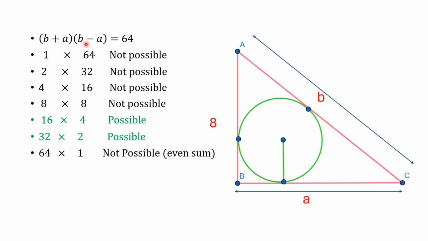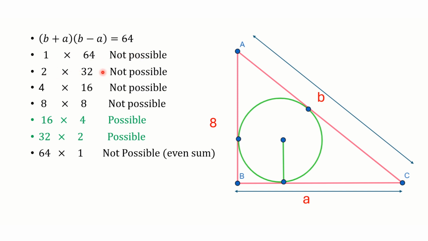Sum is greater than the difference. So now I cannot have this, because in this case the first number is 1 and the second number, that is b minus a, is 64. Difference is greater than sum. So this is not possible, because my sum, that is b, is an integer, a is an integer, and the sum of these integers is greater than the difference of integers. So this is not possible.